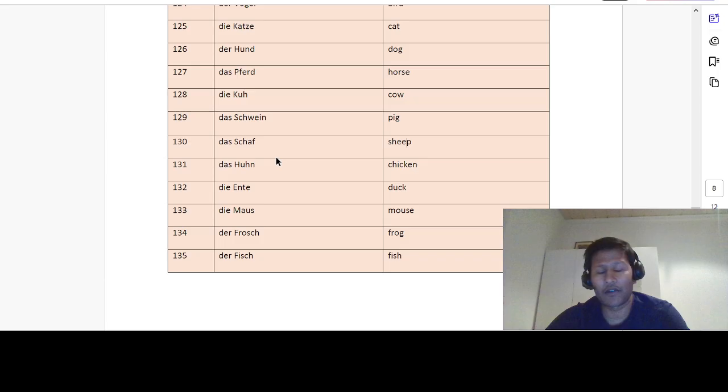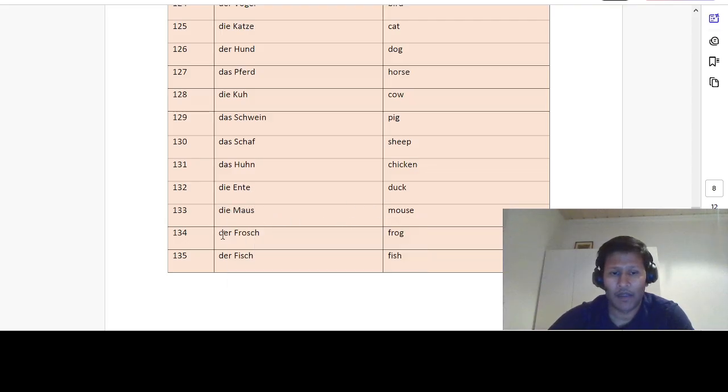And there's another word in German, Schlaf, so sleeping, schlafen. But this is different. Das Schaf, sheep. Das Huhn, that is chicken. We have already seen this before, but coming again, die Ente is duck. Die Maus, that is mouse.